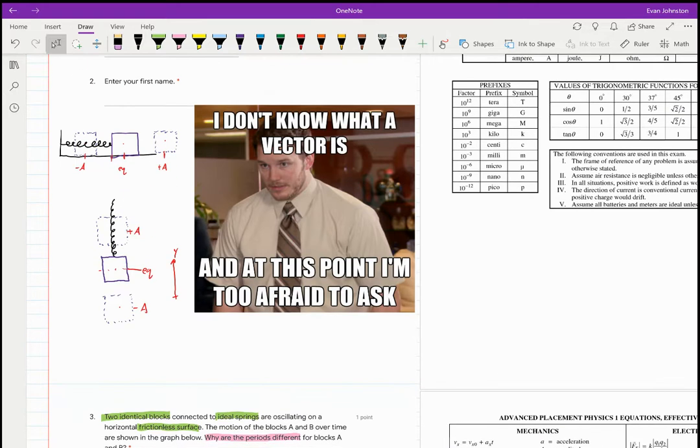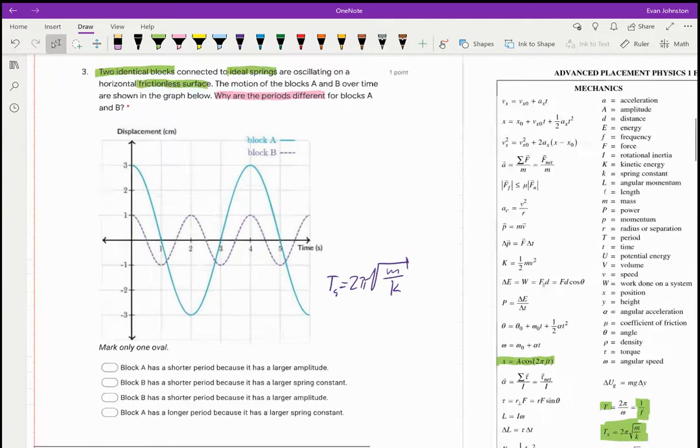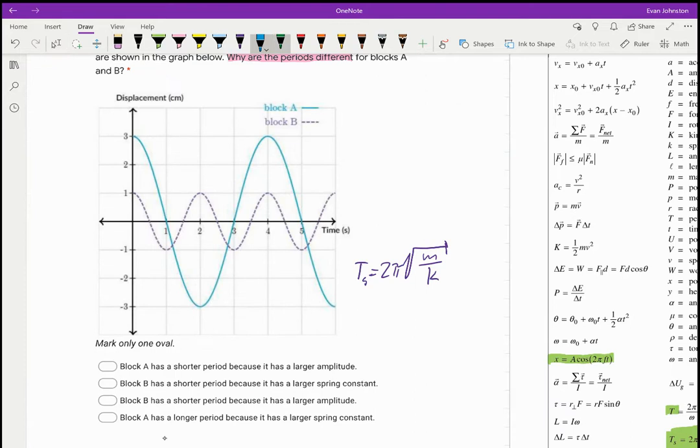But we just have two setups, and it tells us here that the blocks are identical. So I'm saying, why the heck are the periods different though? Well, if we look at this first one, I see that both of them are starting at a crest. So we go crest to crest. So this one has a period of 0 to 4. So the period for A is 4 seconds.